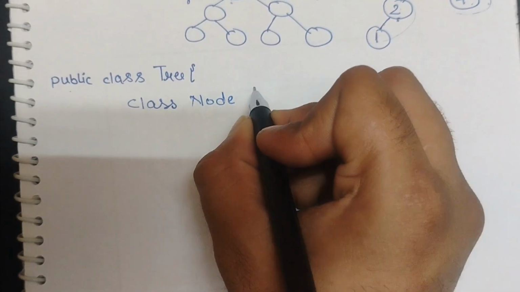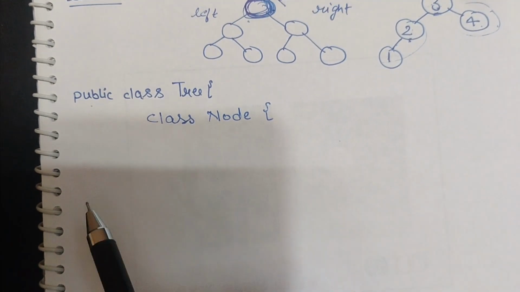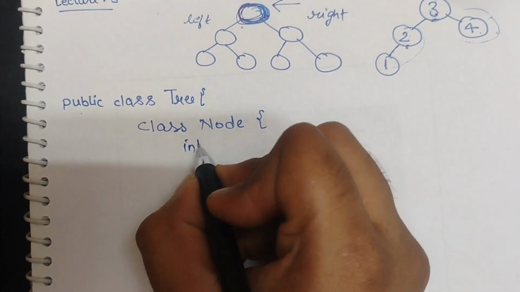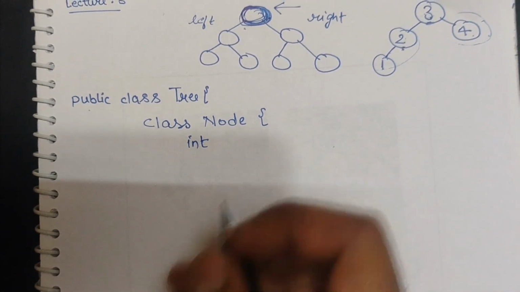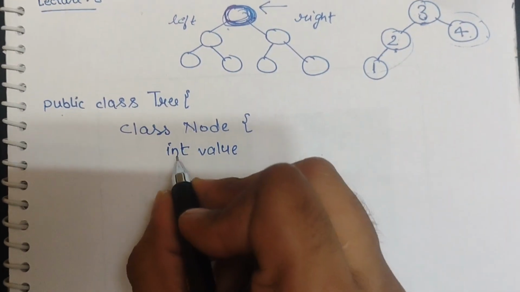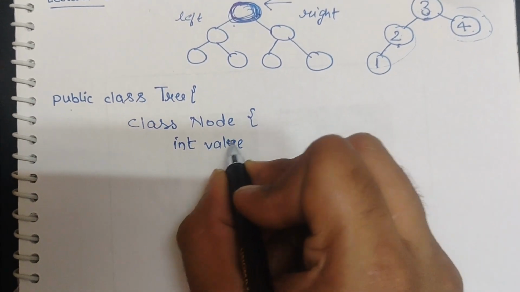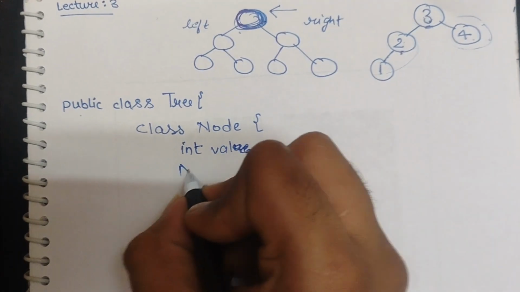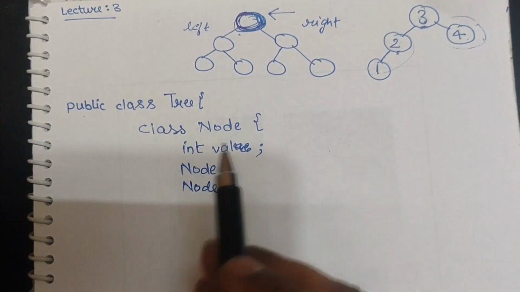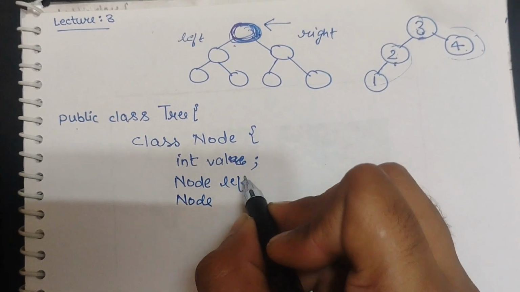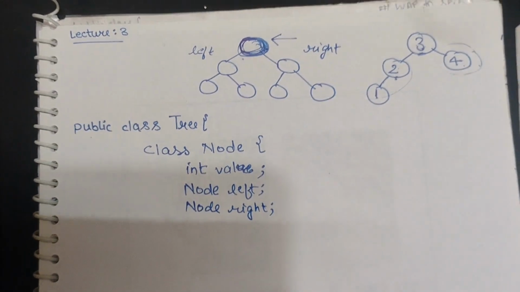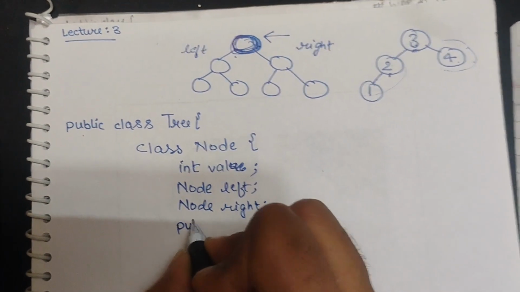Class node, it is the inner class of this tree. Okay, class node. Then the data members, as I told, it has 3 parts. First the value, we will take value as integer. So that's why I wrote int, let it be val. Then two data members which are of node type, that is pointers, the left pointer and right pointer, indicating the left and right child.